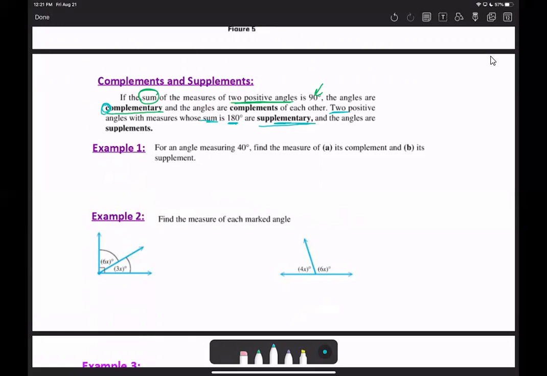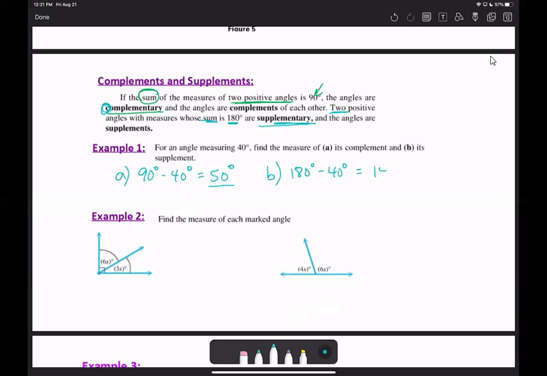Our first example here is to find the complement and the supplement. My angle is 40. I'm going to subtract 40 from 90 to find the complement. The complement is 50. For the supplement, I'm going to subtract the 40 from 180. So the supplement of 40 is 140 degrees.